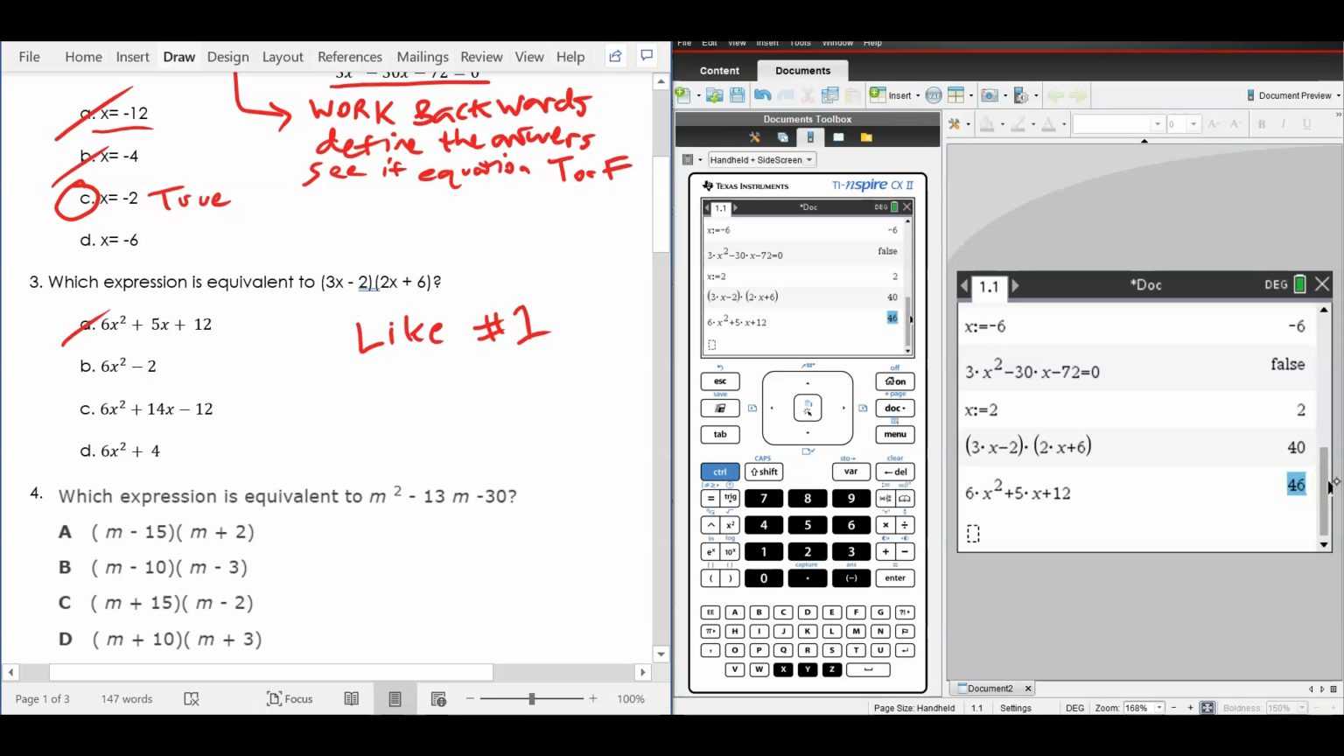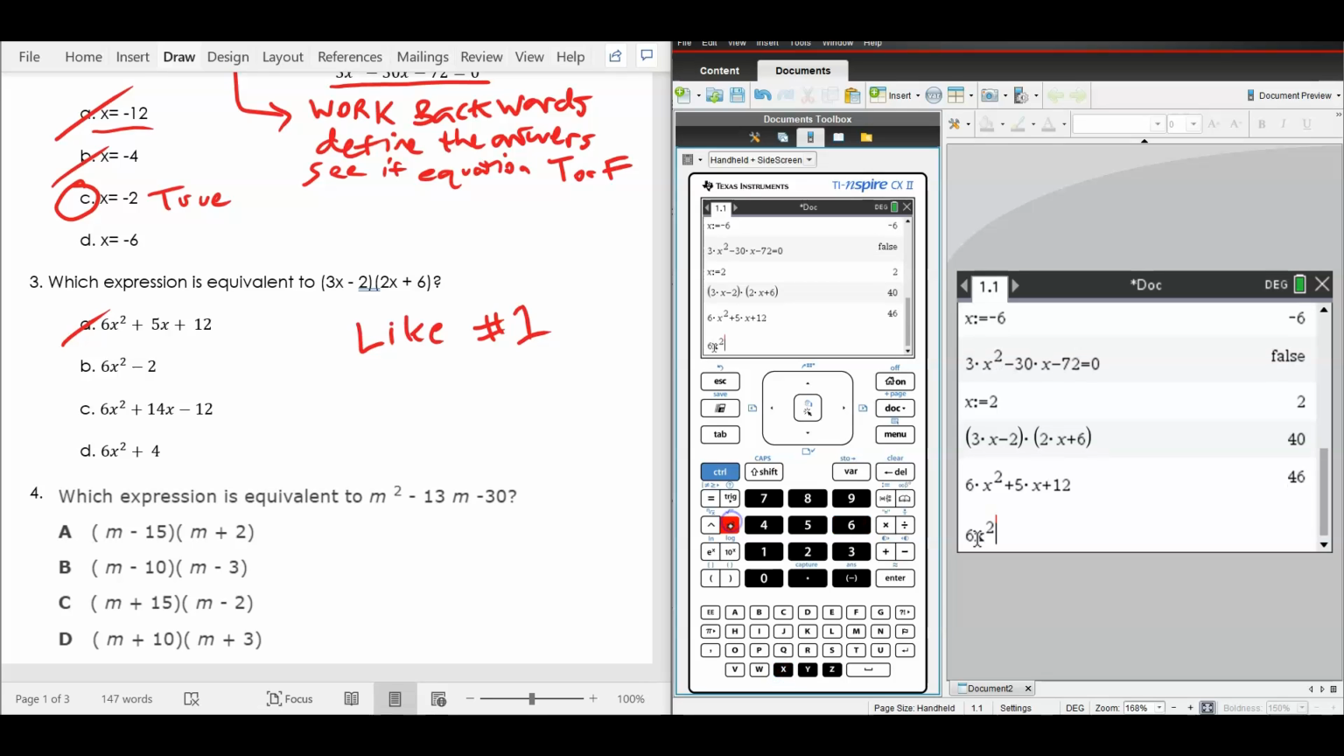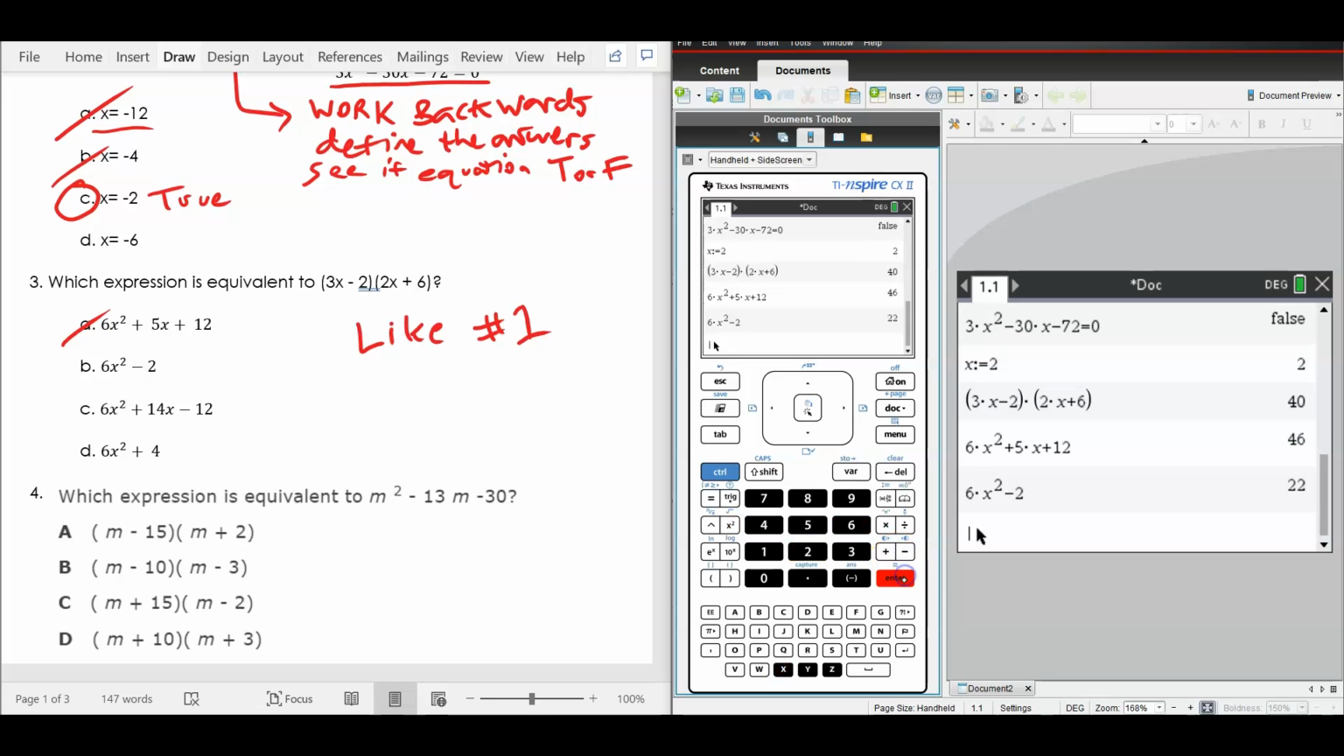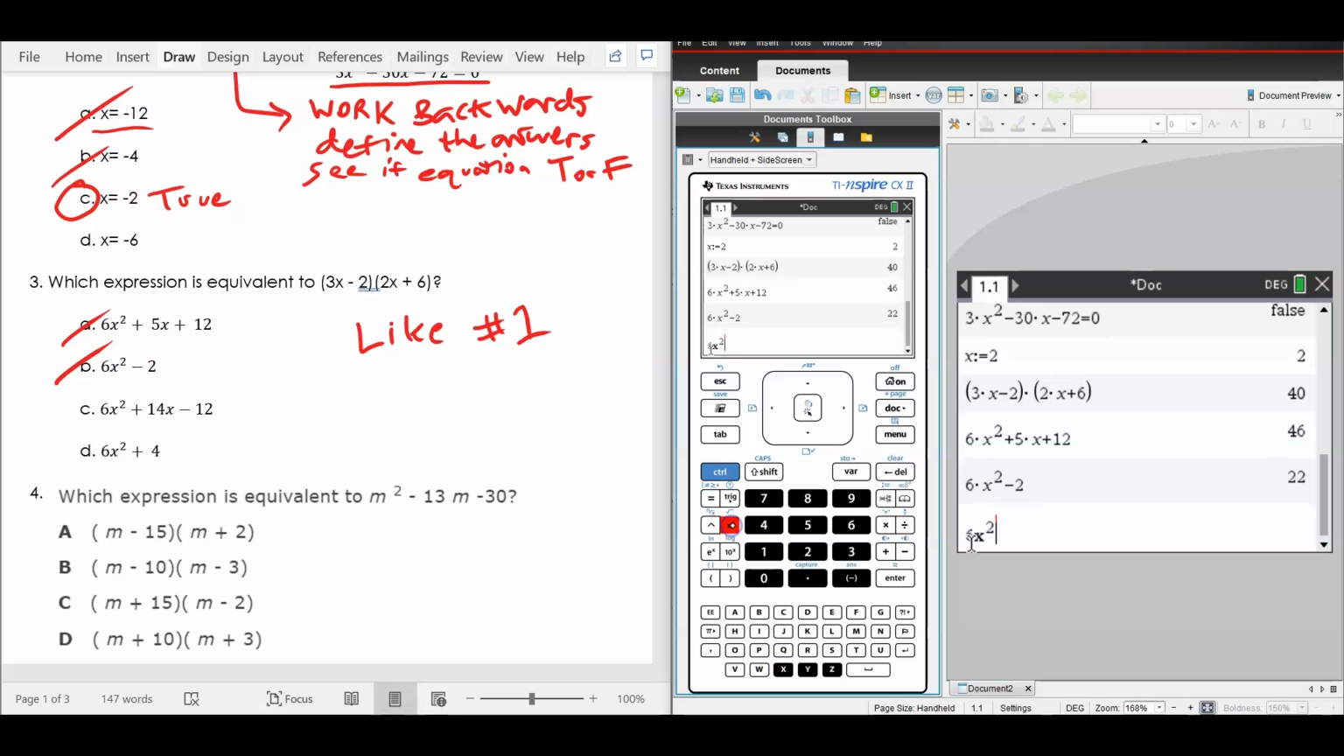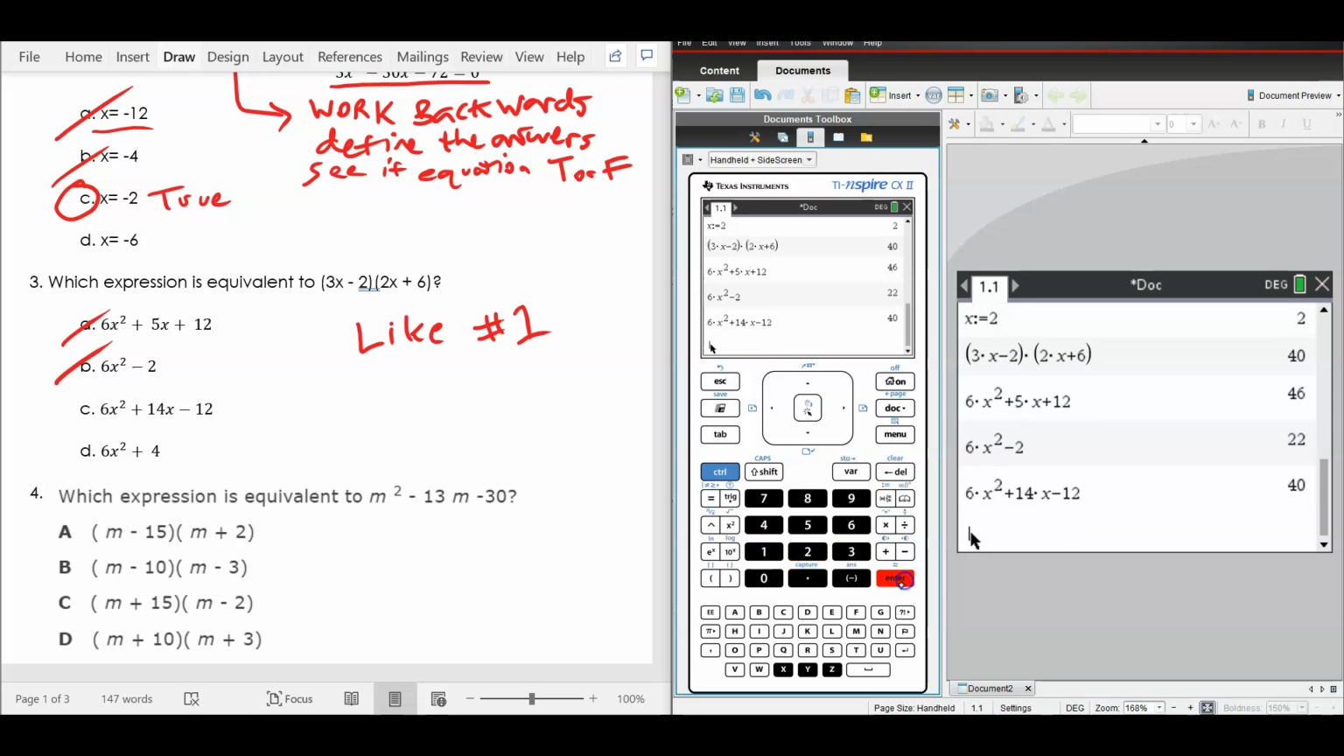Did not get 40 for letter A. Next one, 6x squared minus 2. I got 22. I did not get 40. So it's not B. Let's try letter C, 6x squared plus 14x minus 12. I did get 40. Look at that. Okay. So again, you're matching up which one gives you the same output if you put in a defined random input.